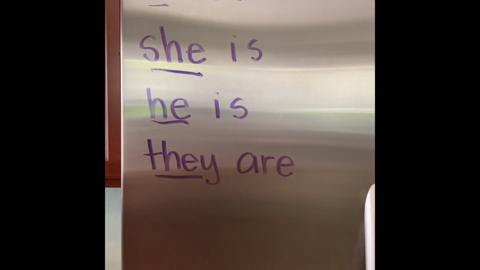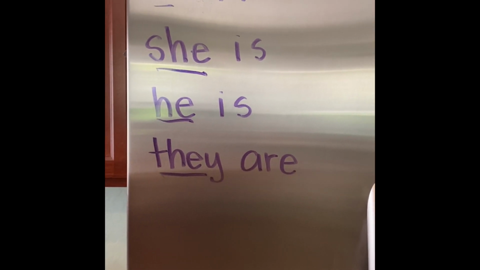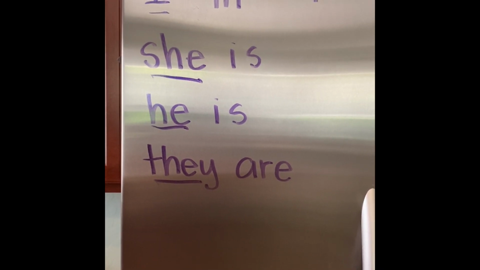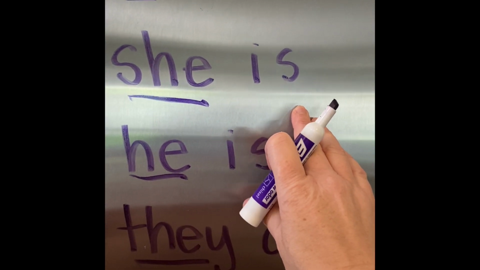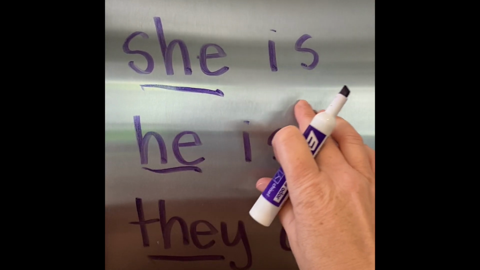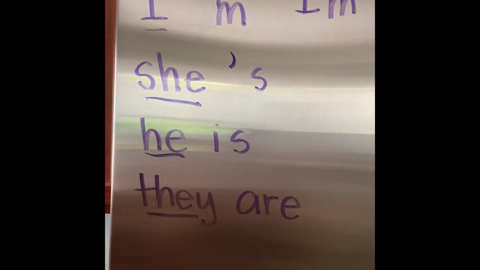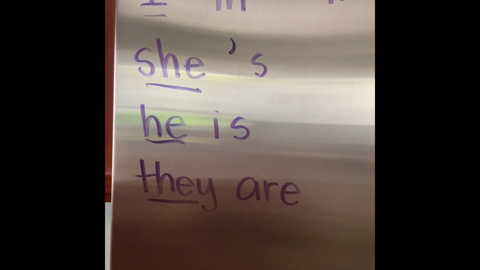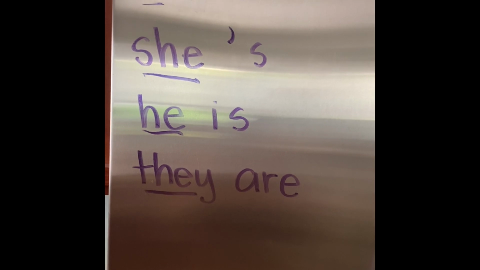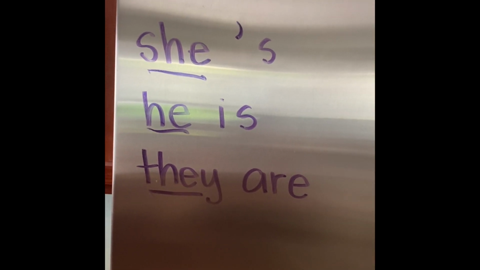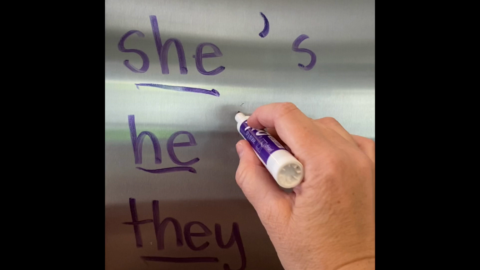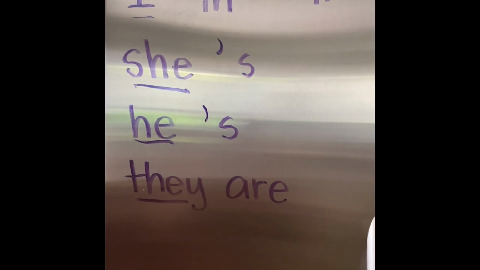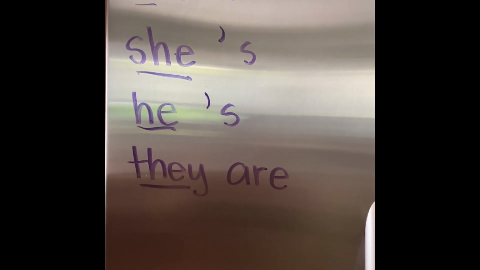Now look at she is. What would you take off? Where would you put the apostrophe? Think about it. She is. She is tired. How would we make that into she's? She's tired. We would take the I and replace it with an apostrophe. How about the contraction to make he's for he is? How do we make that into a contraction? Well, we take the he, we take off this I, we replace it with an apostrophe, he's. He's my best friend.